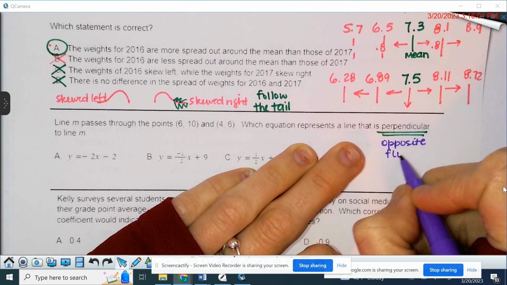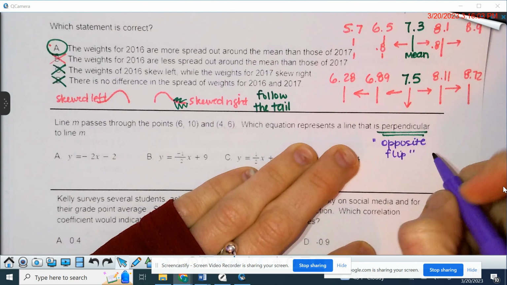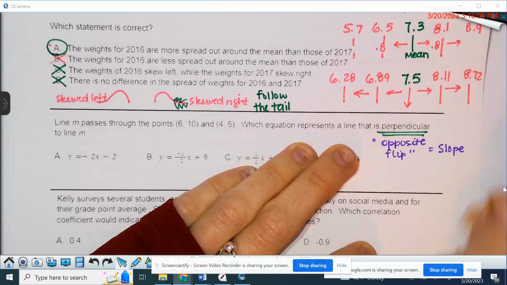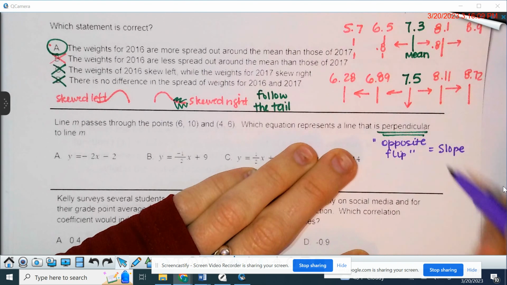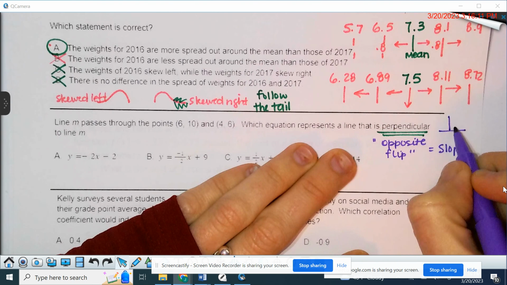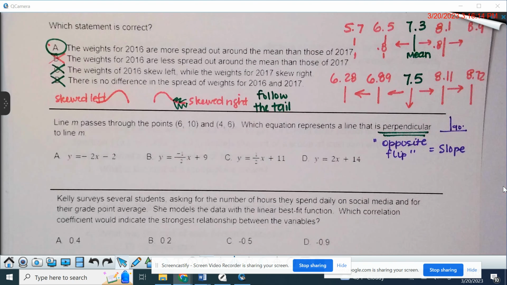So that's our slope, right? Our slope has to be opposite and flipped, or reciprocal if we want to use the big math word. So opposite, flip. Remember, perpendicular means they intersect at 90 degrees. And they don't bisect, they intersect. That just means they cross, and they're going to make that little box if they cross each other. So opposite, flip for slope.